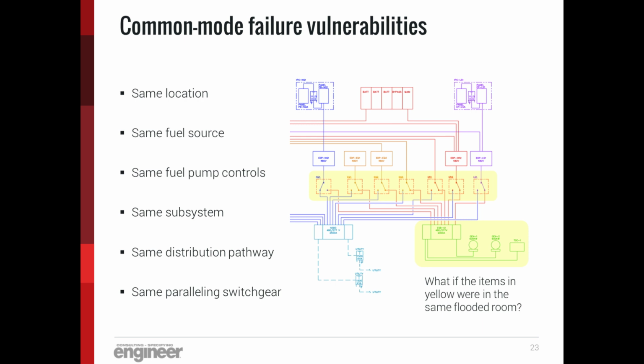Let's talk about multiple generators being fueled by the same fuel source or the same fuel pump controls. In those cases, and this is not an uncommon situation, this is actually probably one of the more common design practices in America. In cases like this, you may well have two different fuel pumps, but if the two fuel pumps are on the same skid and get their power from the same control panel, which may well get its power from the same branch circuit, then you have the potential for common mode failure.